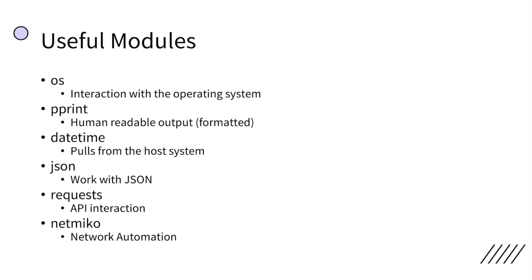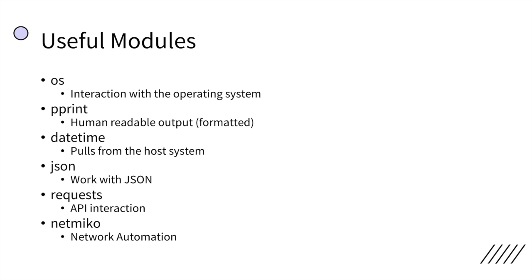And then you have Python requests. Python requests is used to interact with APIs. So it allows you to do API calls to the API server and just interact with it with different HTTP methods. And then you have Netmiko, which has come a long way in its most recent development.